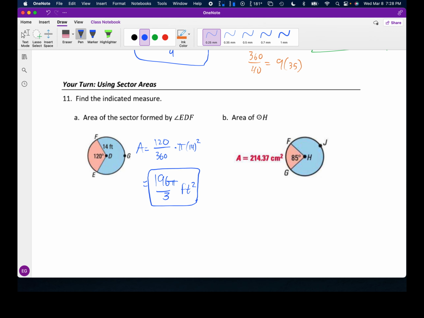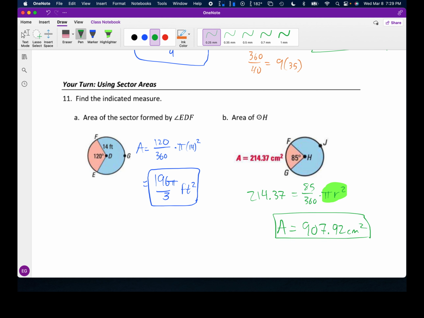For the area of the entire circle, I will again start off just like we did in the practice one, saying that the area is going to equal the part over whole of the area of this entire thing. So what I really need to do is just solve for this. And I can do that by multiplying by 360 and dividing by 85, and I'll get that the area of the entire circle is going to be 907.92 centimeters. For these ones, we can type in pi. We don't need to leave our answers exact, and that's because we already have a decimal that we're working with. It's already been rounded, the 214.37.